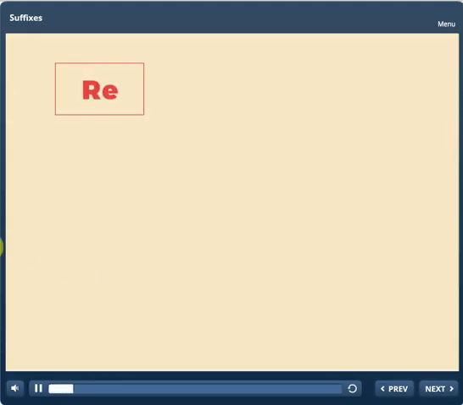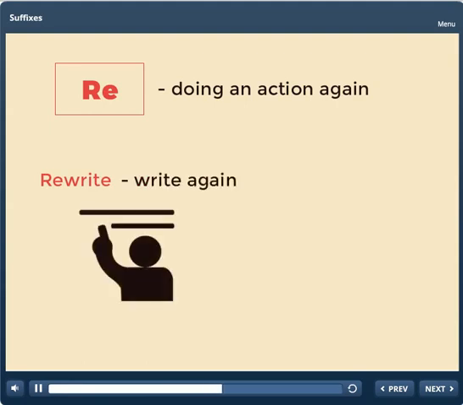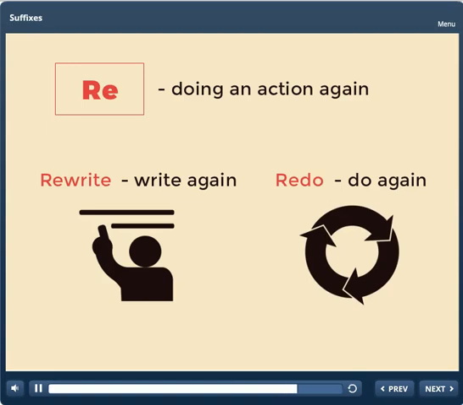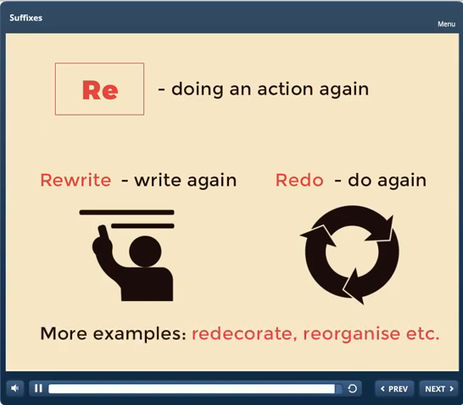We add re before verbs to indicate that we are doing an action again. For example, rewrite means to write again. Redo means to do again. Let's think of some other examples.